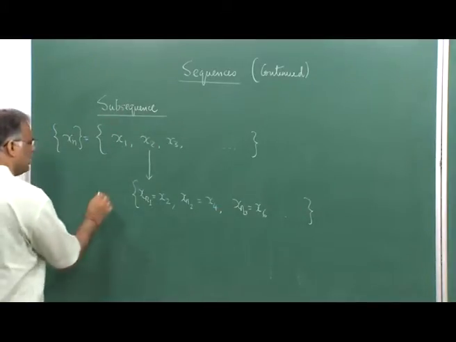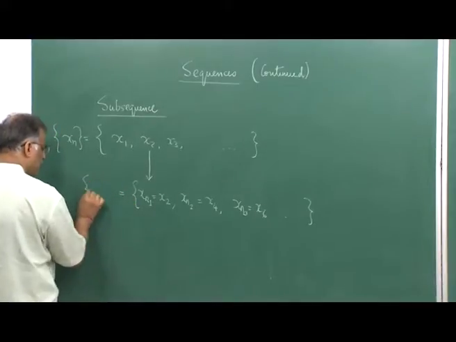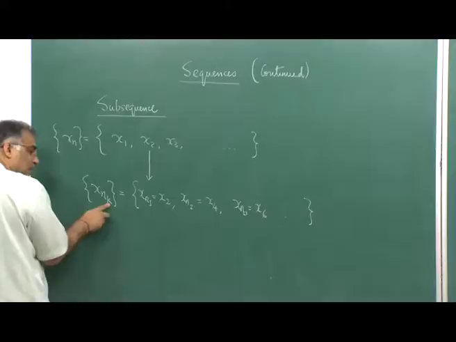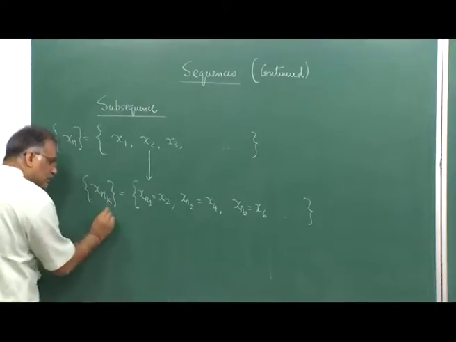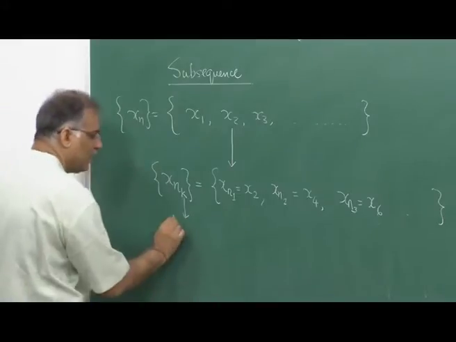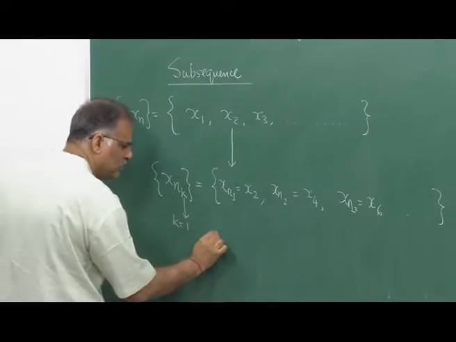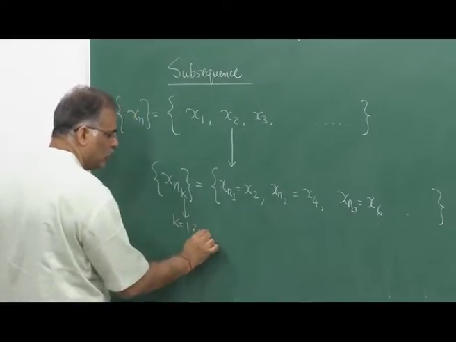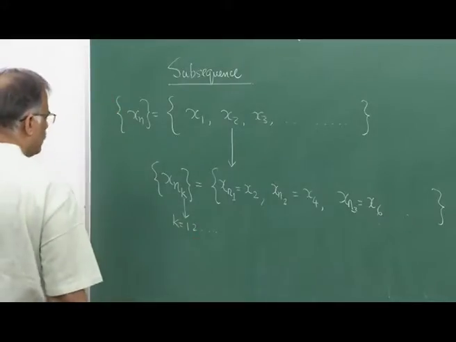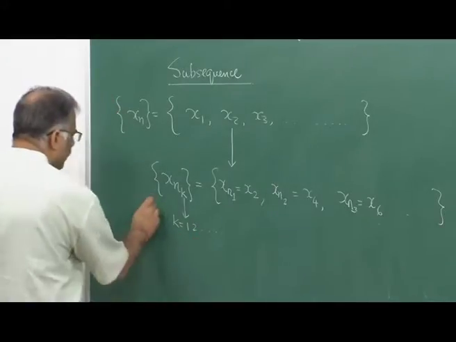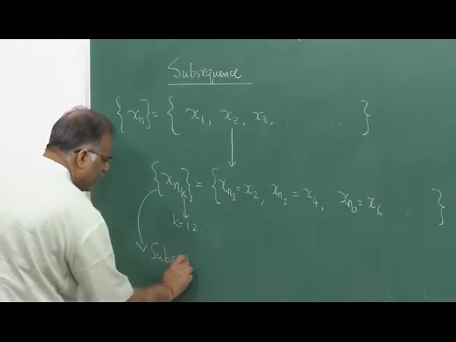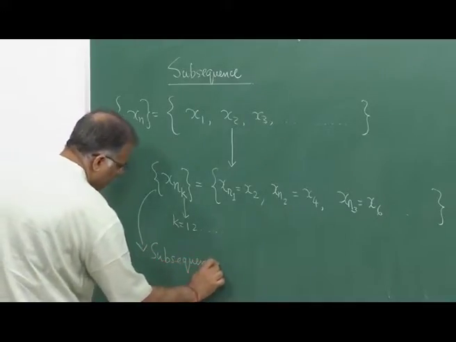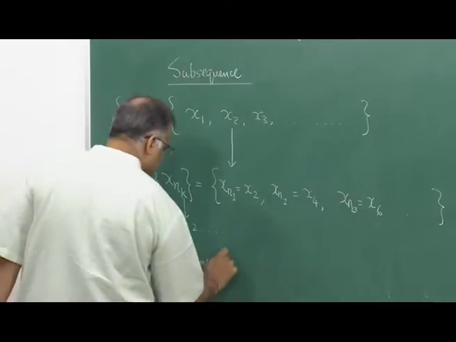So, this sequence is denoted as Xnk. The index of this sequence is not n, but the index of this new sequence is k. K is the index. So, here k is going from 1 to whatever, 1, 2, dot dot dot. So, this sequence is called a subsequence. This new sequence is called a subsequence of Xn. There can be many subsequences, even countably many subsequences.